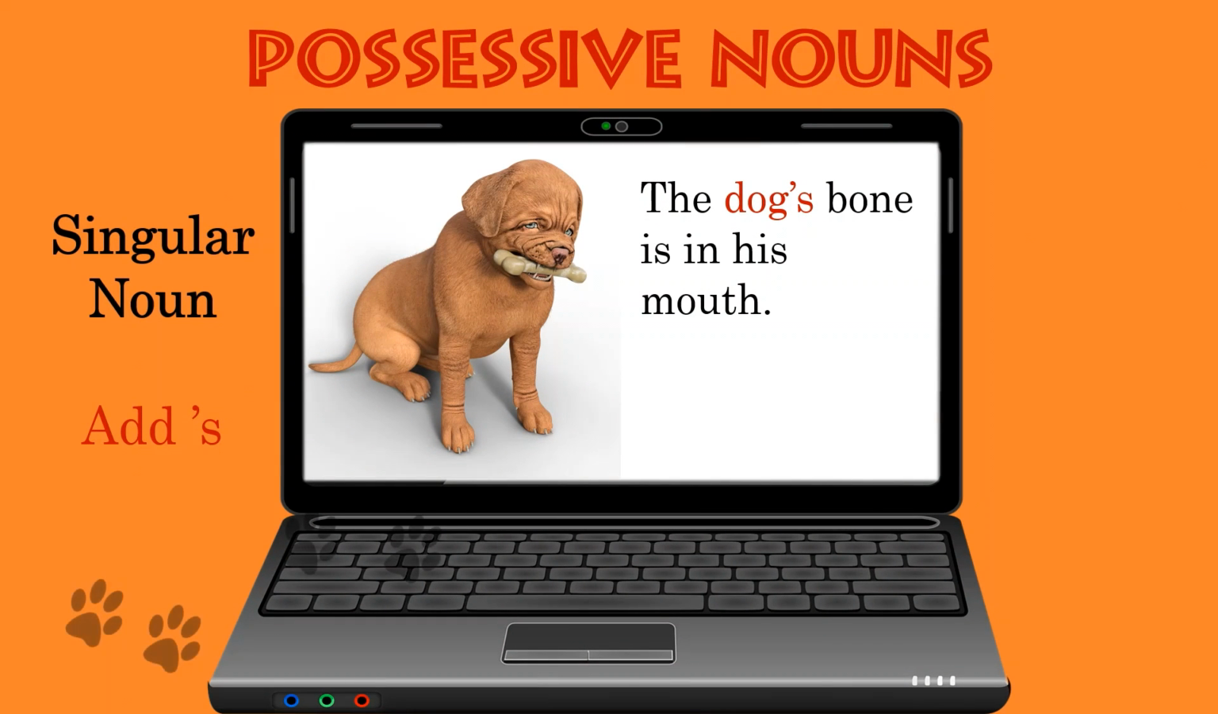A possessive noun shows ownership. We're going to be working with singular nouns, so remember the rule. Add an apostrophe S after the singular noun that represents the owner. Let's read this sentence and find out who has ownership. The dog's bone is in his mouth.